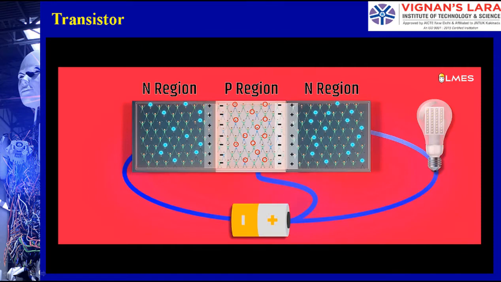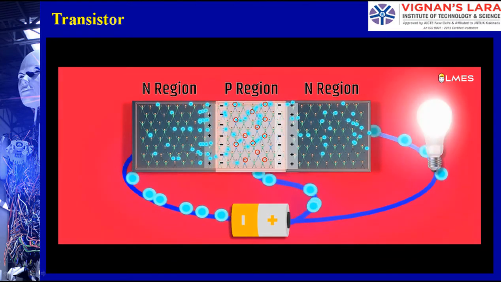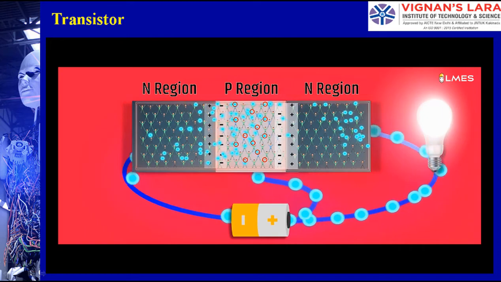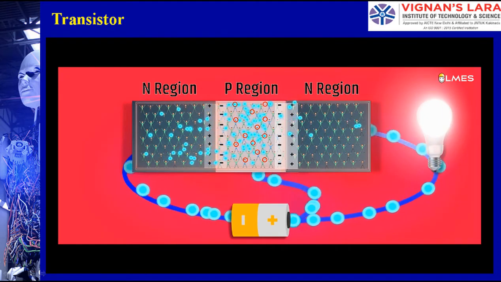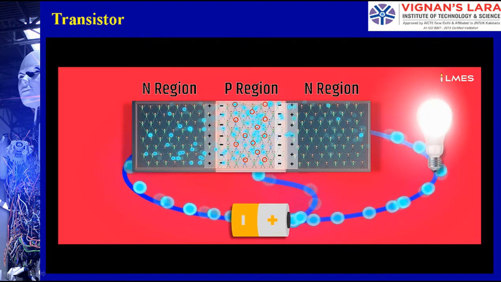If we do it like this, the electrons already flowing in the first N region will come back to the battery through this extra connected circuit. In this situation, in the P region, more electrons will accumulate and so an extra push is generated. This push creates the electron flow to the N region and to the bulb and turns the circuit on.